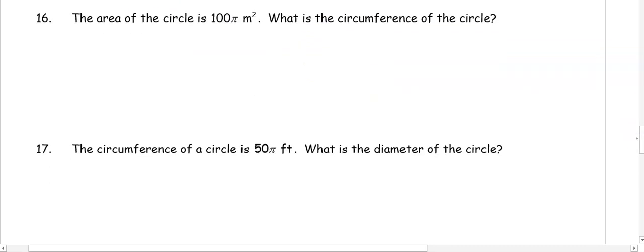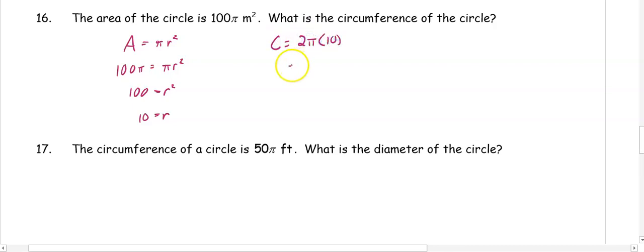16. The area of the circle is 100 pi meters squared. What is the circumference of the circle? So our area is equal to pi r squared. 100 pi equals pi r squared. We can divide both sides by pi, which leaves us 100 equals r squared. So our radius is 10. Once we know the radius is 10, we can get our circumference. 2 pi times 10. So we get 20 pi meters for our circumference.